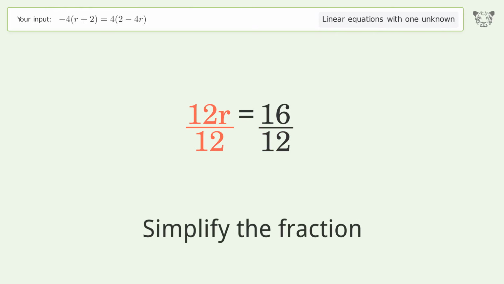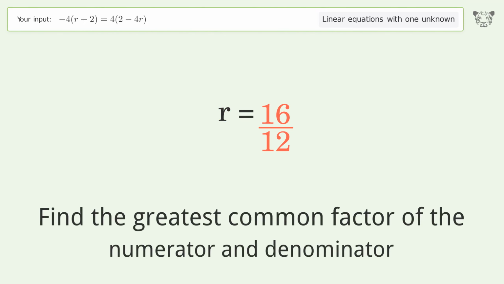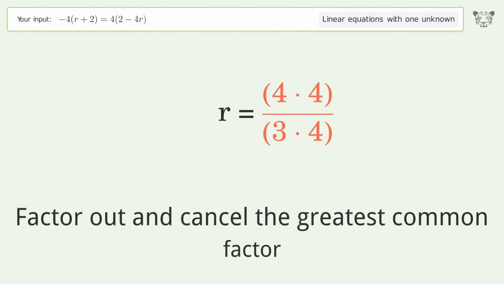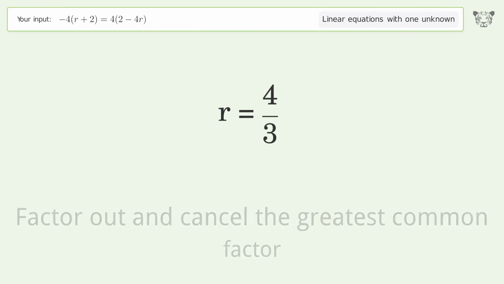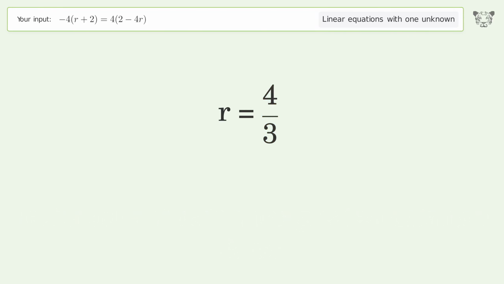Simplify the fraction. Find the greatest common factor of the numerator and denominator. Factor out and cancel the greatest common factor. And so the final result is r equals 4/3.